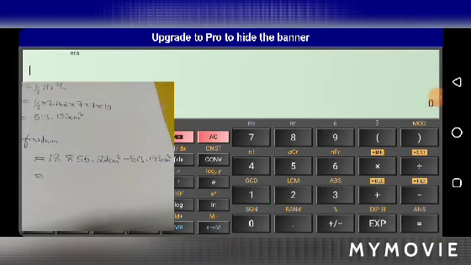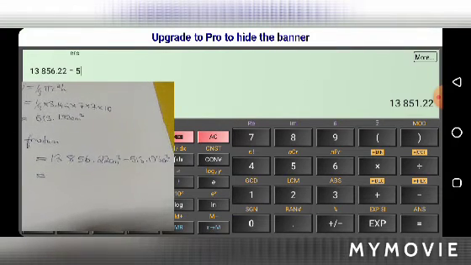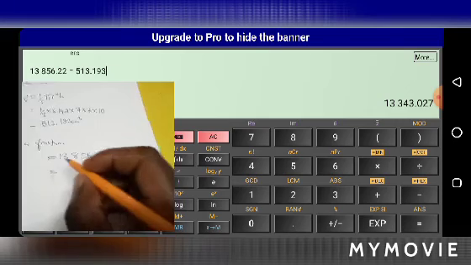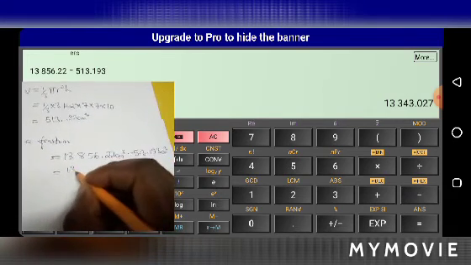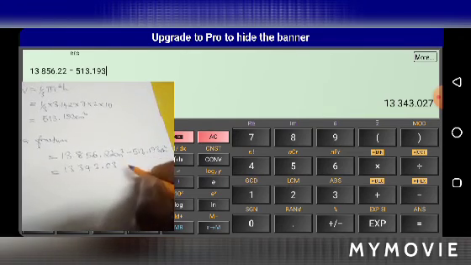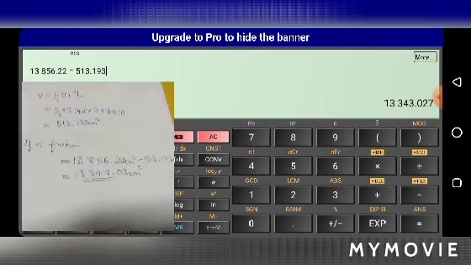We have 13,856.22 minus the volume of the small cone, 513.193. So our volume for the frustum is 13,343.03. We can take note of that. We are saying it is 13,343.03 centimeters cubed, and that is how we can get the volume of a frustum.